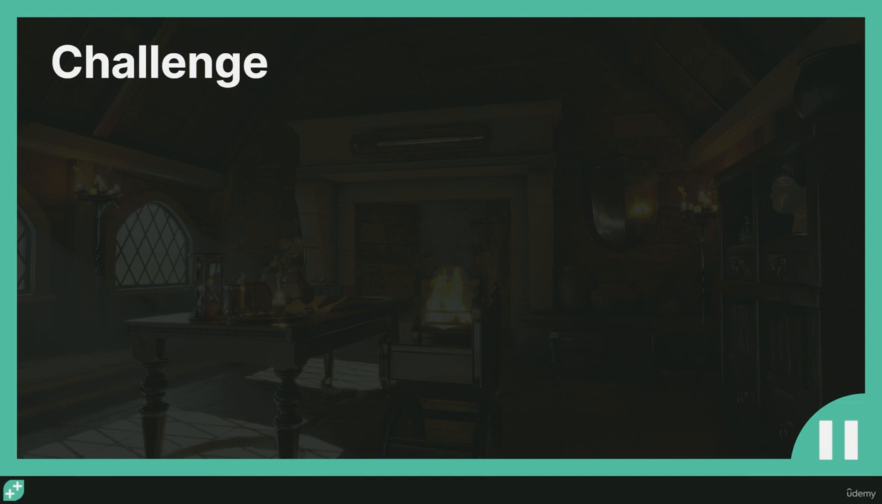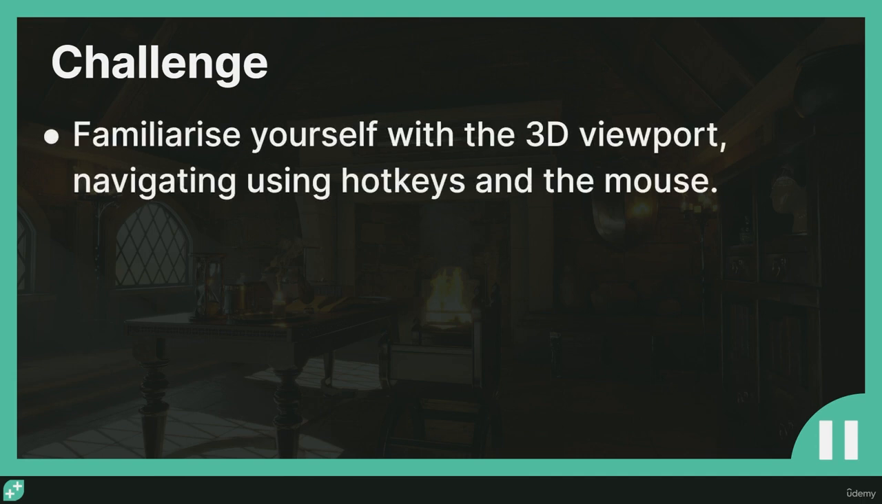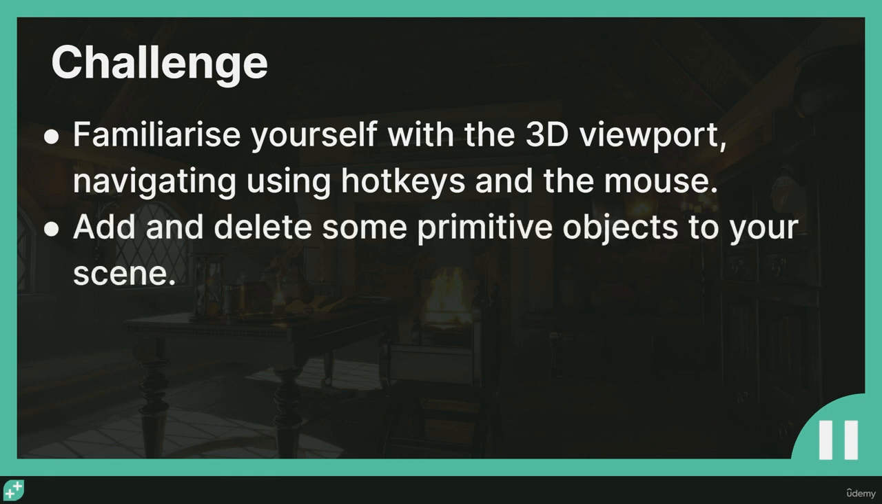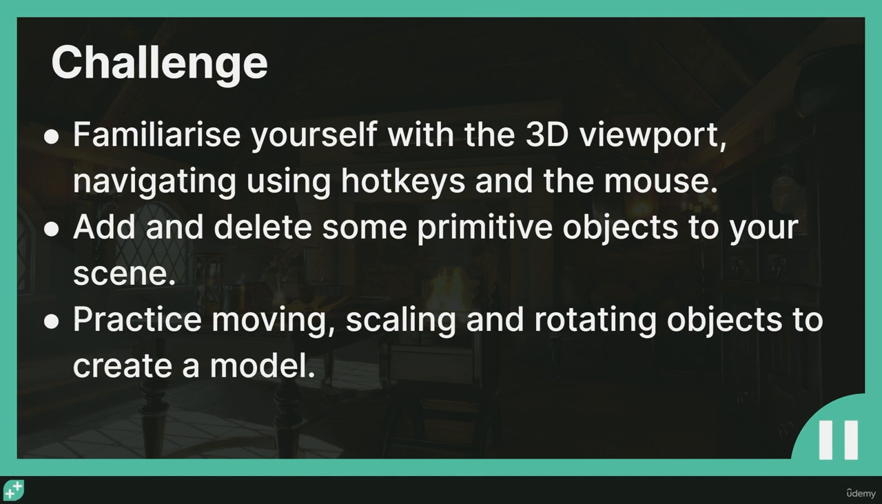Okay, challenge time. Now that I've shown you quite a few hotkeys for navigating around the scene, changing the view, I want you to familiarise yourself with moving around in the 3D view using those hotkeys and using the mouse. Now, once you do that, you should be able to add and delete some primitive objects just using that Shift-A add menu. Add those to your scene, and then I want you to practice moving, scaling and rotating those objects and just create something really simple, a really simple model.